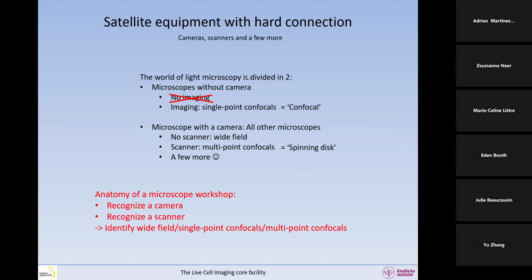So it makes it quite simple, because it means that during the anatomy of the microscope workshop, we will learn how to recognize a camera, and we will learn how to recognize a scanner. And once you can do this, then you can just look at any system and you can identify if it's a wide field, a single point confocal, or a multi-point confocal.